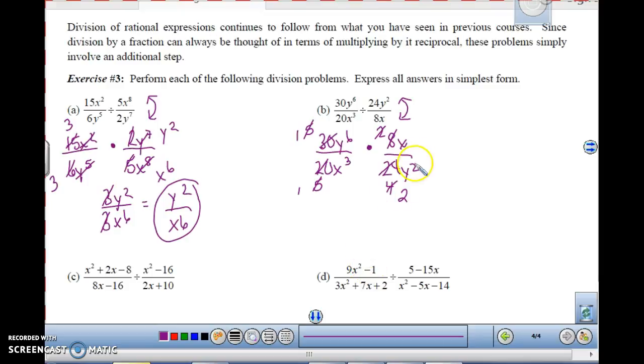Now for my variables, y squared and y to the 6th. Y squared cancels, y to the 6th becomes y to the 4th. Subtract the exponents. X and x cubed, x cancels x cubed, leaving x squared. So multiplying what's left, we have y to the 4th left in the numerator. And then I have x squared times 2, which is 2x squared in the denominator.